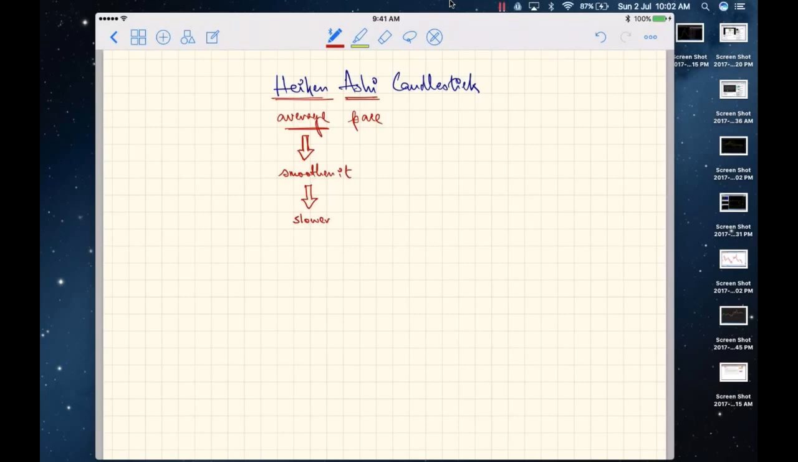So the Heiken Ashi candlesticks will not be as volatile as the real candlesticks. Will not be as edgy or as volatile as conventional candlesticks.